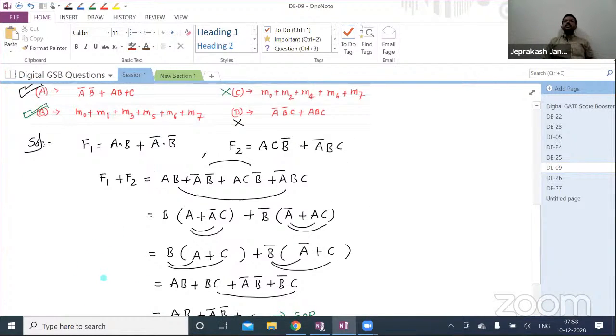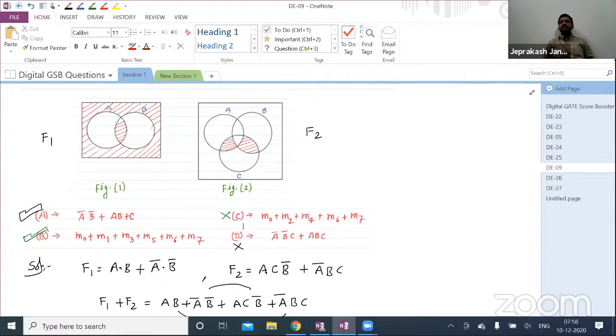Have you got the clarity regarding SOP to sigma m conversion and regarding self-dual? What are the concepts so far we have discussed? Up to now, we have covered the questions regarding first chapter and second chapter, that is number systems and codes, Boolean algebra and K-maps. We'll use these concepts in the upcoming chapters also, while we are solving the questions.